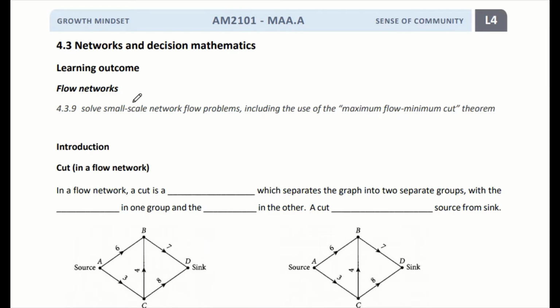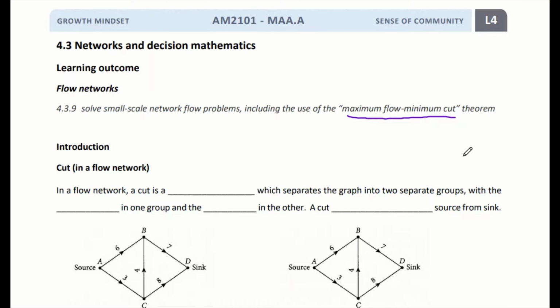So I hope that by this time you have been quite familiar with how to use the systematic approach to find out what is the maximum flow given a flow network. For today's lesson, we are going to look at what is meant by the theorem of maximum flow and minimum cut, and how we are going to use minimum cut to verify whether the flow that we get is a maximum or not.